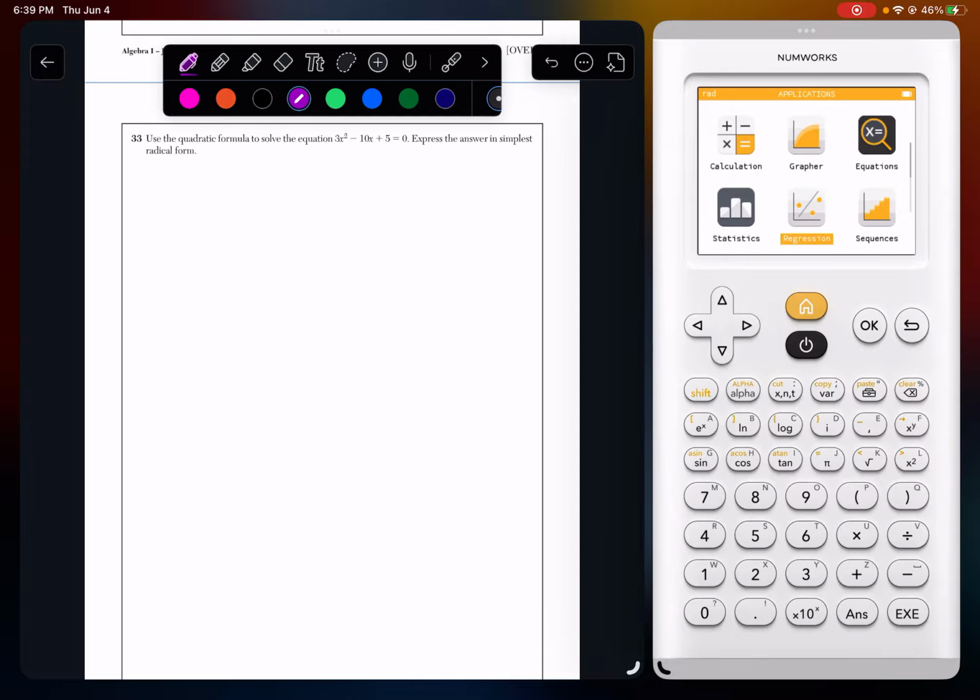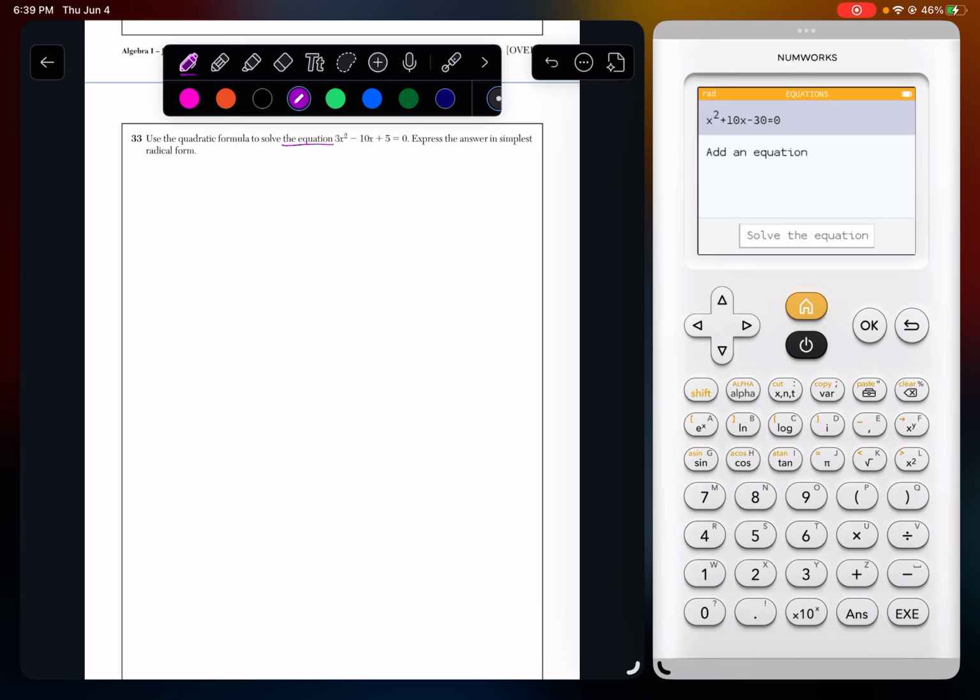Number 33, we're asked to use the quadratic formula to solve the equation 3x squared minus 10x plus 5 equals 0 and express our answer in simplest radical form. All right, we have another equation that we're solving. So before I use my quadratic formula, I can check what my final answer is going to be.